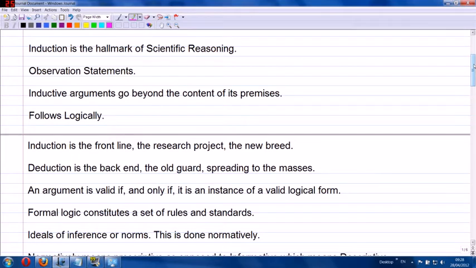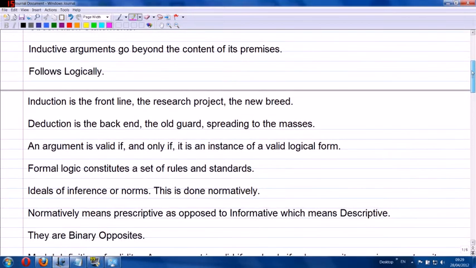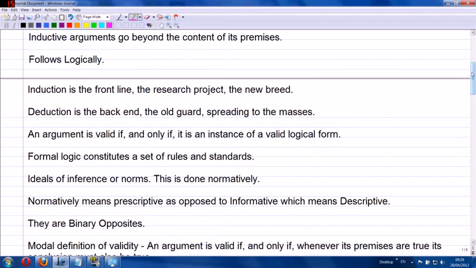Anyway, formal logic constitutes a set of rules and standards, ideals of inference, or norms. Done normatively. Normatively means prescriptive, as opposed to informatively, which means descriptive. I can't change that because I'm in highlighter mode. There's no way to get out of it as far as I can tell in this Windows Journal program. But yeah, normatively means prescriptive, as opposed to descriptive.